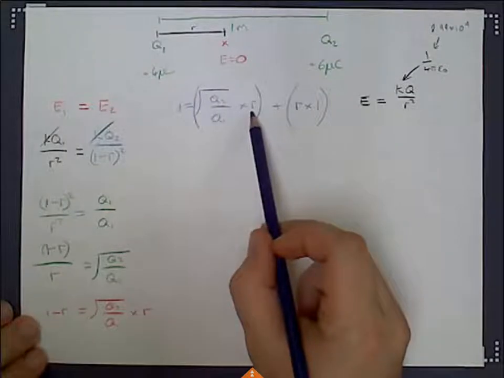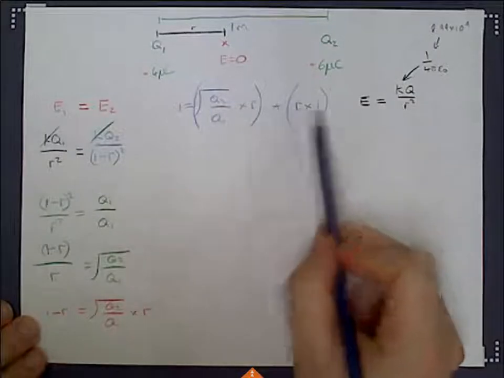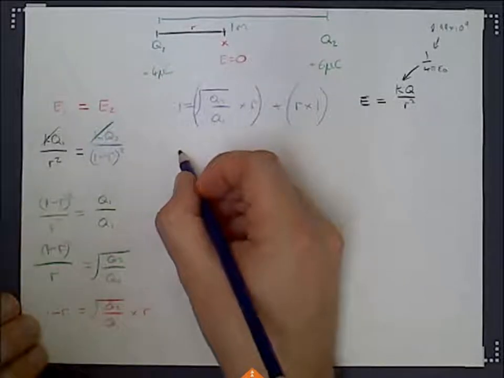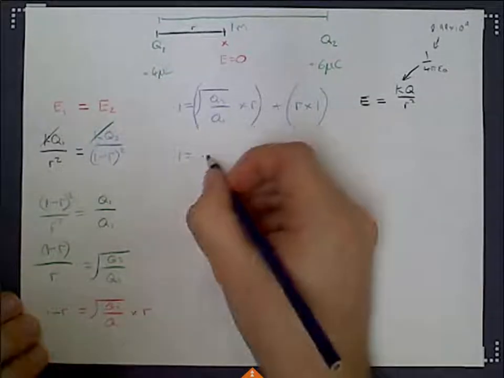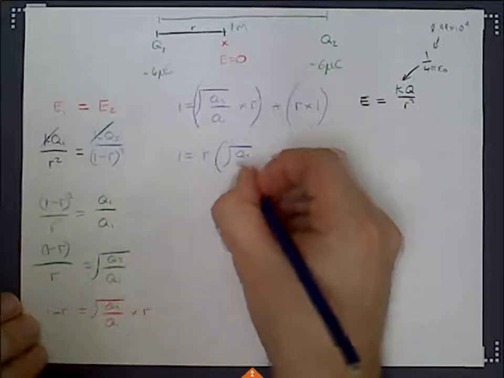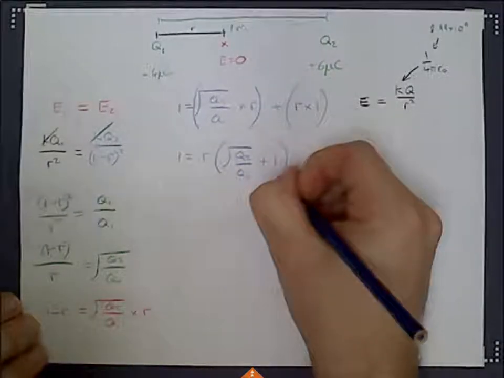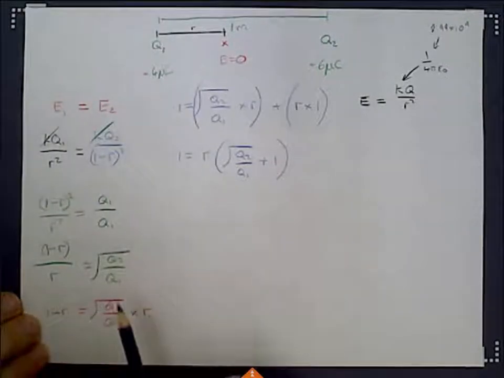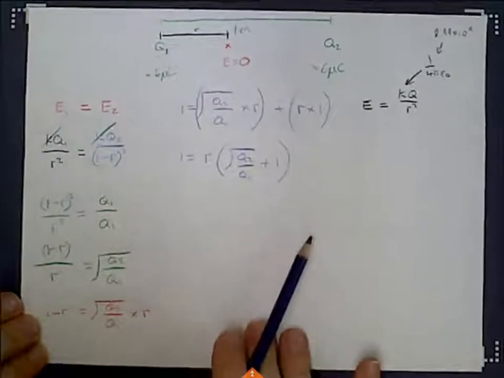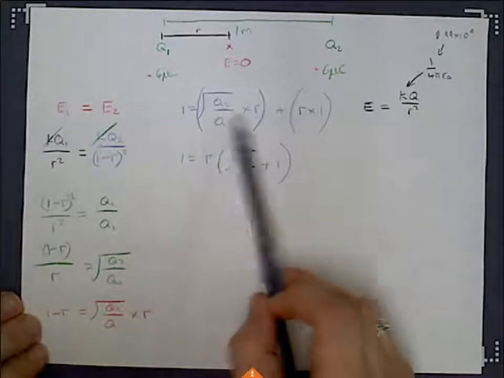Well, look, we've got r times that 1, r times 1. So what we can do is factorize these, and we end up with r times (root Q2 over Q1 plus 1) is going to equal 1. Remember, this 1 is the 1 meter that's all the way from the starting point over here. And this 1 is just a 1 that I've created because I've got one lot of r that I'm adding on here.